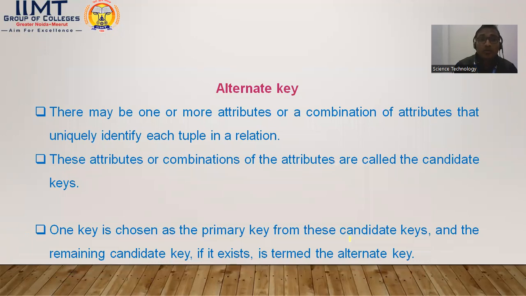And what is an alternate key? There may be one or more attributes, or a combination of attributes, that uniquely identify each tuple in a relation. These attributes or combinations of attributes are called candidate keys. One key is chosen as the primary key from these candidate keys, and the remaining candidate keys, if they exist, are termed alternate keys.